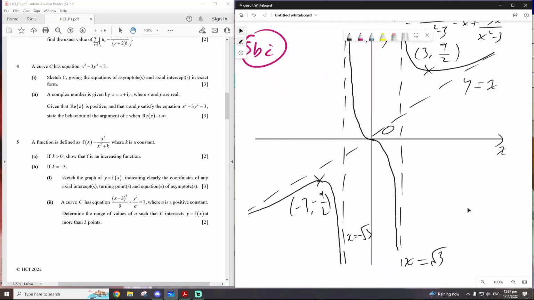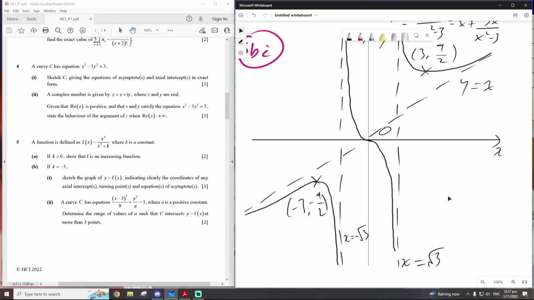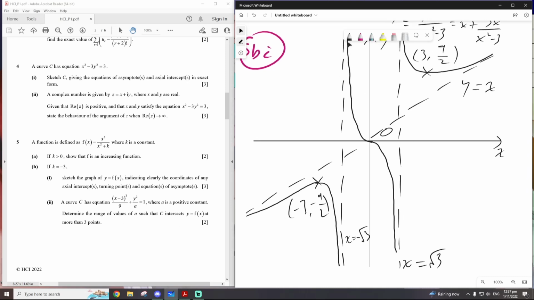And finally, this curve has the equation (x minus 3) squared over 9 plus y squared over a equals 1. What is the range of values of a so that y intersects f of x at more than 3 points? One of the things you need to realize is that this is an ellipse, and the width of this ellipse will be 3, and it will actually cut the origin. And the height will be the square root of a. Okay, so if I draw the ellipse, it will look something like this.